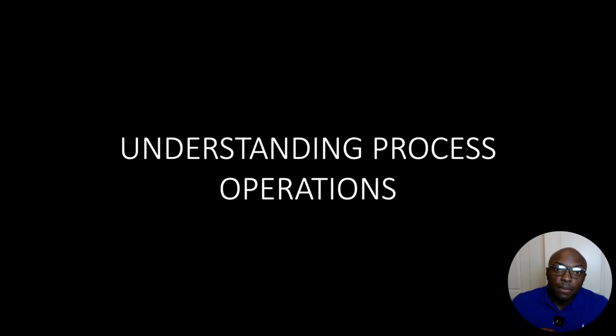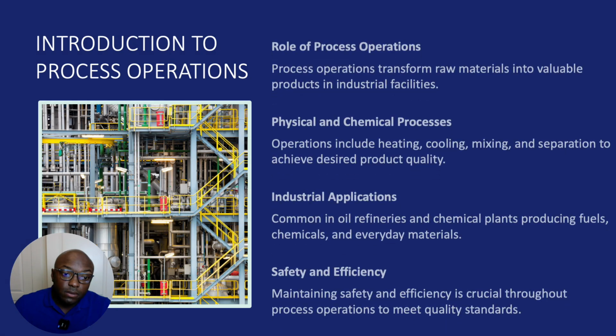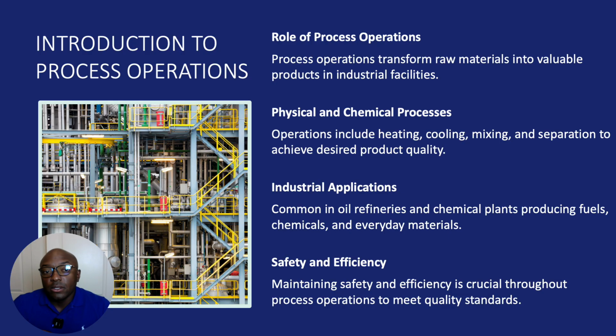Understanding process operations. All right, process operations are essential activities, guys. They take place in industrial facilities, basically transforming raw materials into valuable products. These operations are especially important in oil and gas refineries and chemical plants, where complex systems and machinery are used to produce fuels, chemicals, and everyday materials, such as this shirt. Guys, this is made from oil, petroleum.